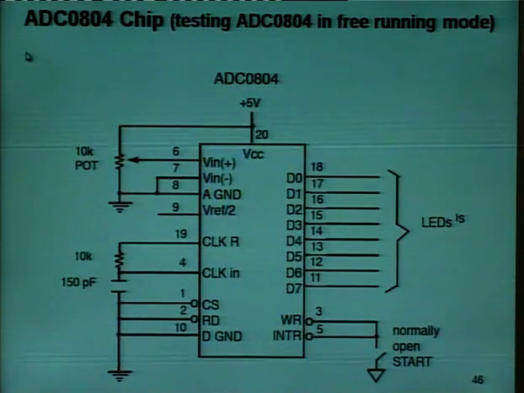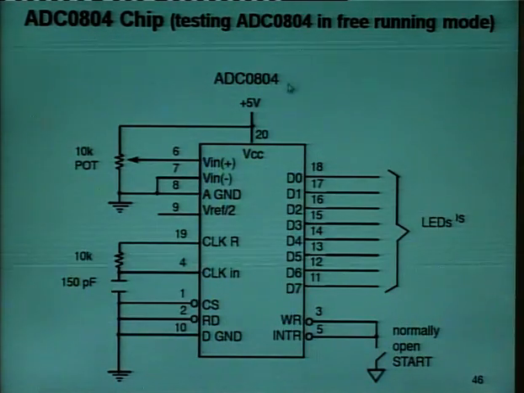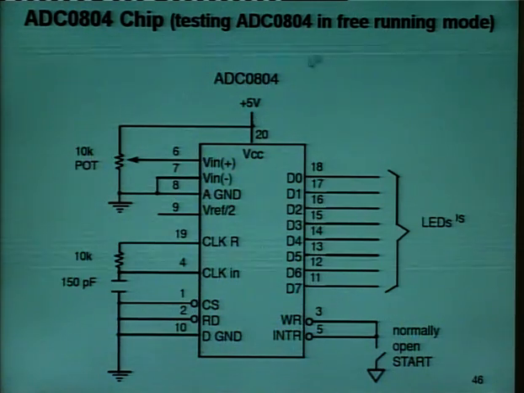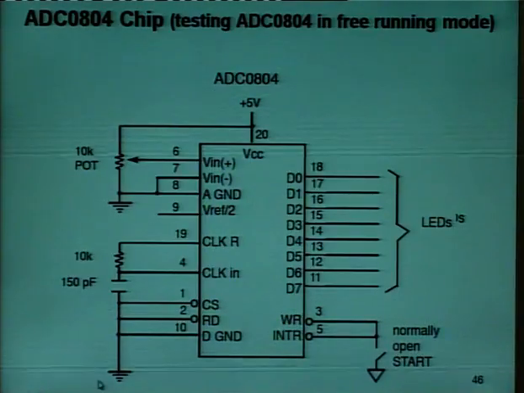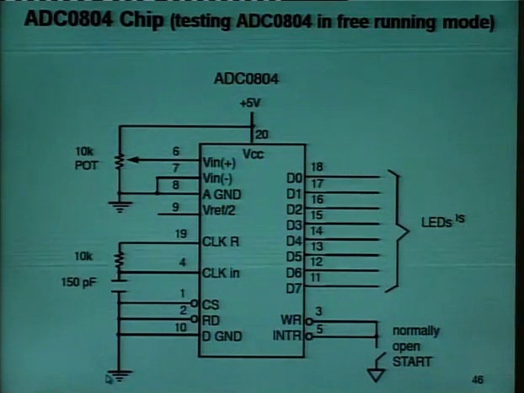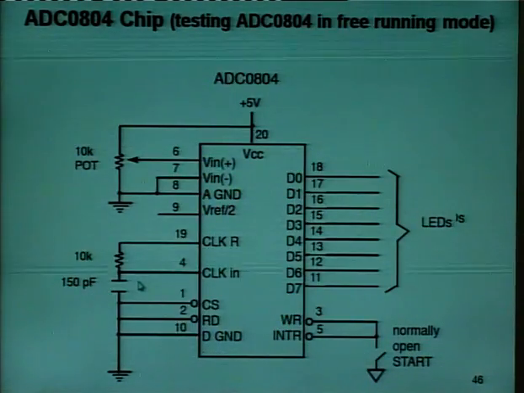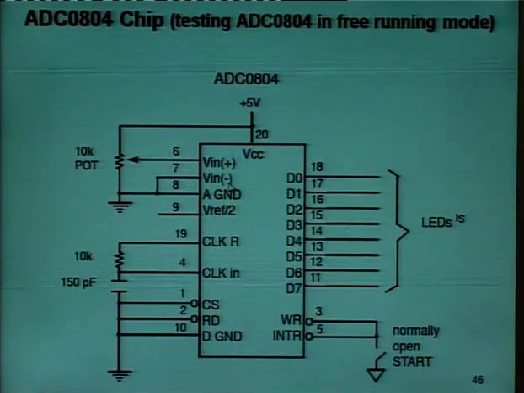This is the ADC chip, and with these connections we can test this ADC 0804. It is an 8-bit parallel ADC. It works with 5 volts and it has 8-bit resolution. V in positive and V in negative are differential analog inputs.